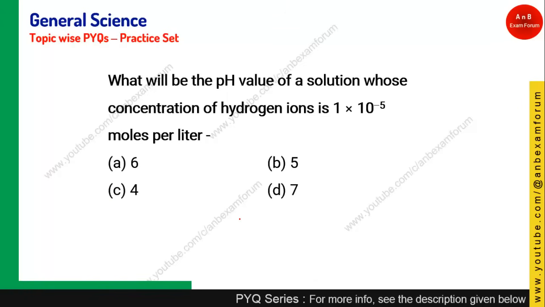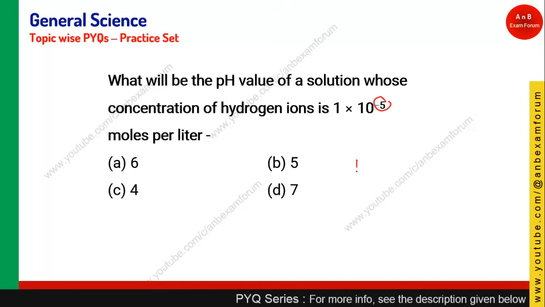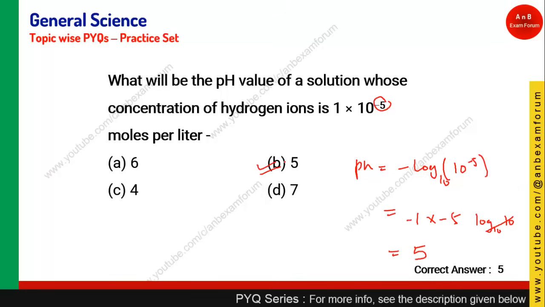What will be the pH value if the concentration of hydrogen ion is 1 into 10 power minus 5 mole per liter? A very simple one. You know pH is what? pH is negative log of hydrogen ion concentration. It is 10 power minus 5. And if you do some mathematics, it is log base 10. So you will have minus 1 into minus 5 log 10 base 10. So this gets eliminated. So minus 1 into minus 5, it is plus 5. So option B is the right answer.